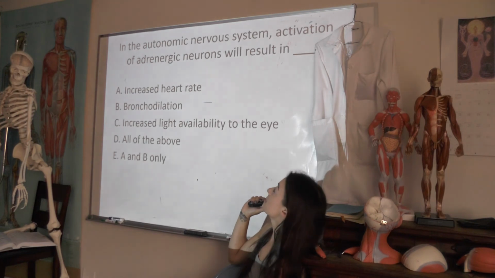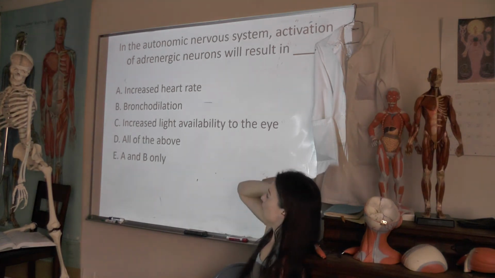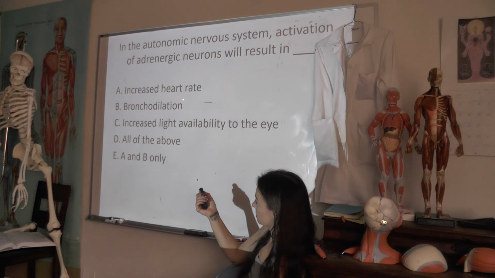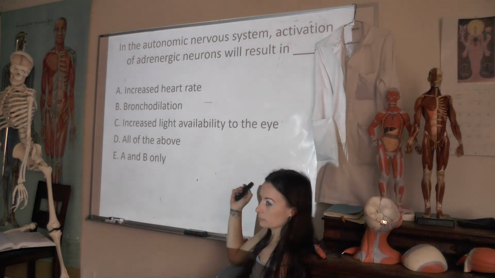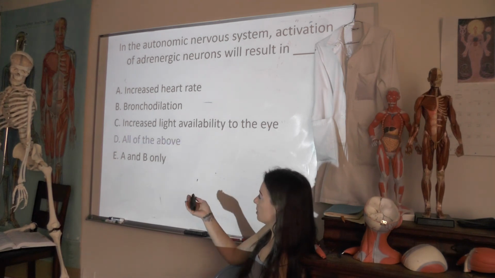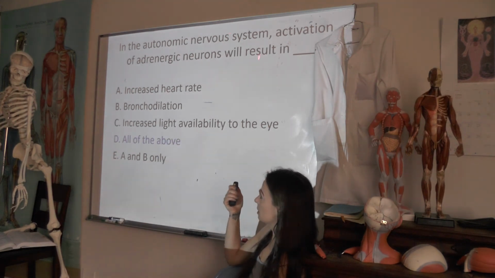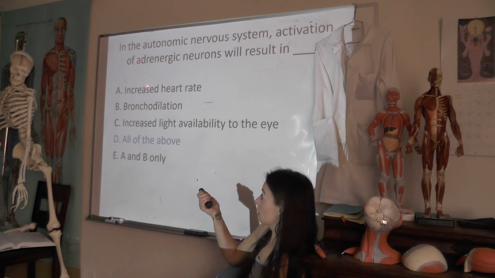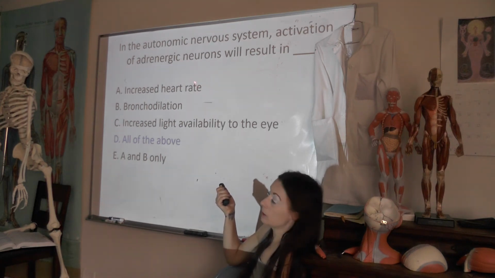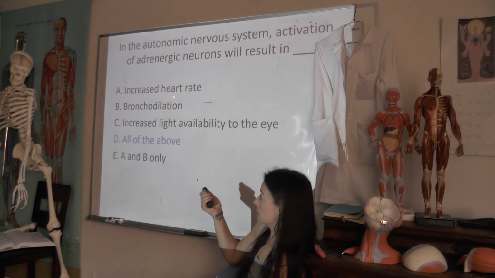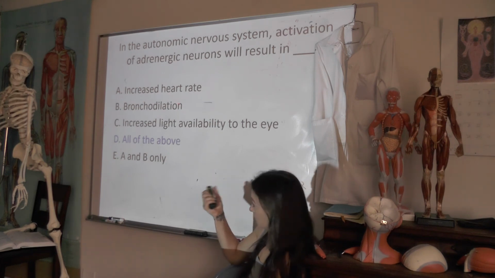In the autonomic nervous system, activation of adrenergic neurons will result in A, increased heart rate, B, bronchodilation, C, increased light availability of the eye, D, all of the above, E, A and B only. Yeah, the answer here is all of the above. If you recall, when you're in a sympathetic nervous system situation, you are in a fight or flight situation. That's the only time we'll be activating adrenergic neurons, because the parasympathetic division doesn't use norepinephrine. So we'll definitely increase heart rate if we're in a fight or flight situation, and definitely increase bronchodilation.